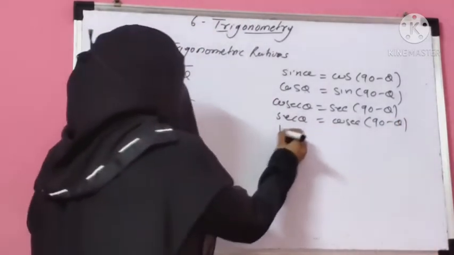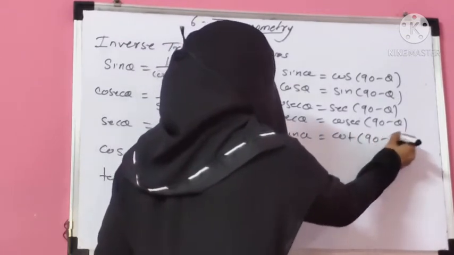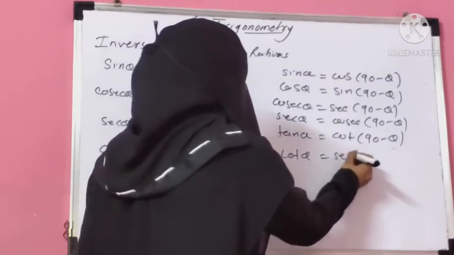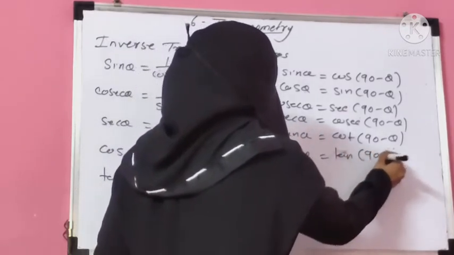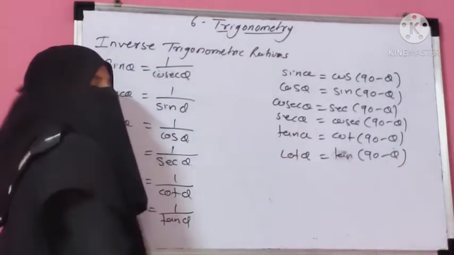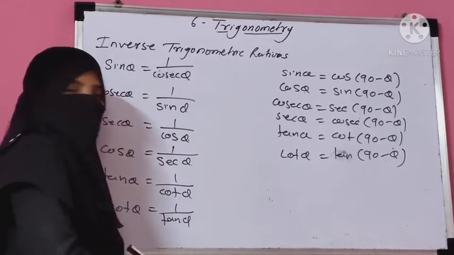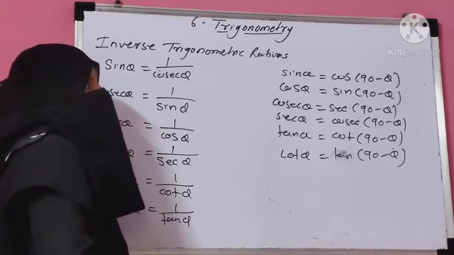Okay. Now tan theta is equal to cot 90 minus theta, and cot theta is equal to tan 90 minus theta. This formula, this concept, we also discussed in 9th standard. Okay. These are the allied angles. Allied angle 90 minus theta.